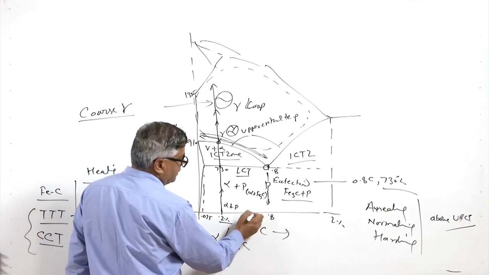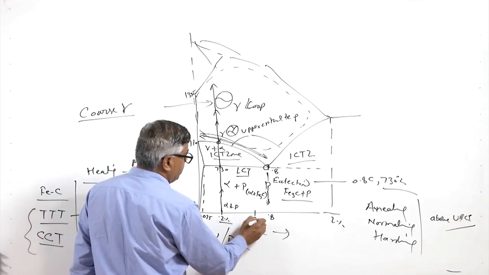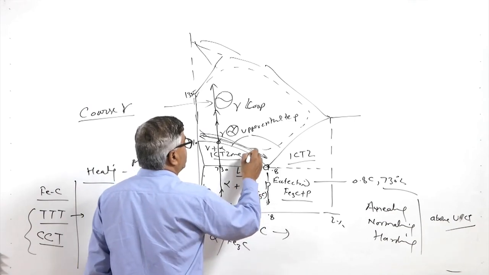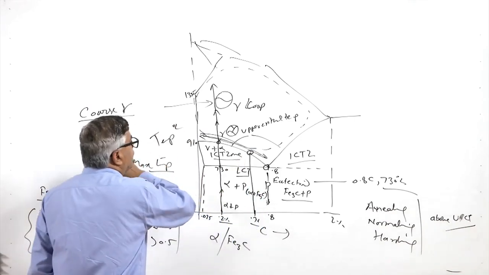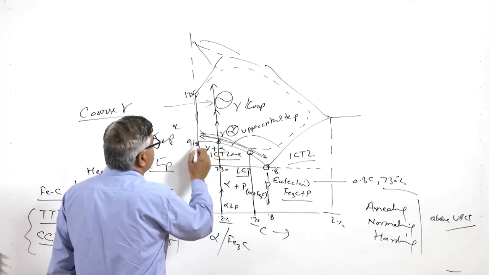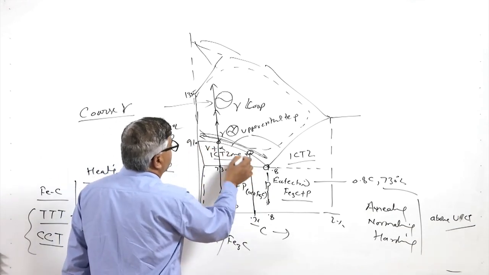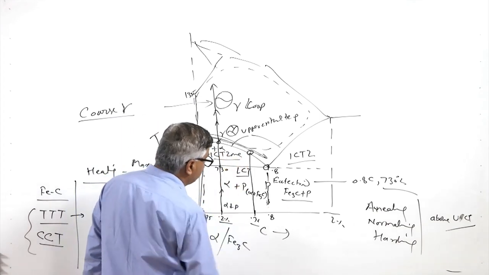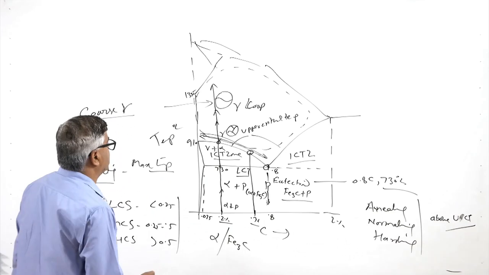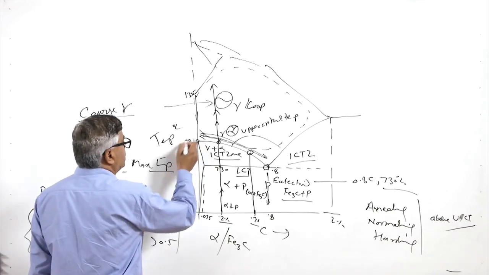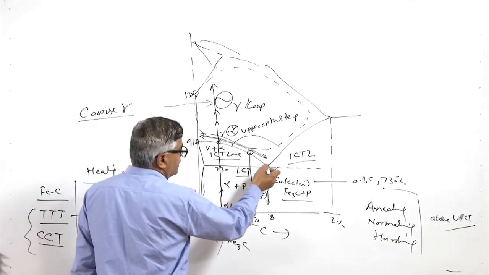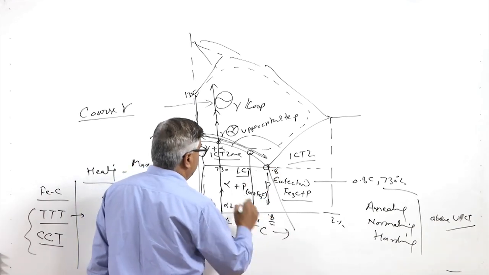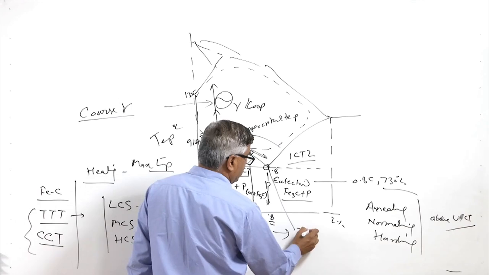Like, say, if it has a higher carbon content, say 0.7%, then the temperature at which it will be fully austenitic is this one. We can see this is the upper critical temperature line, and the upper critical temperature value will keep on decreasing with the increase of carbon content. For pure iron it is 910, and then with the increase in carbon content to 0.8, it will become a minimum value of 730 degrees centigrade.